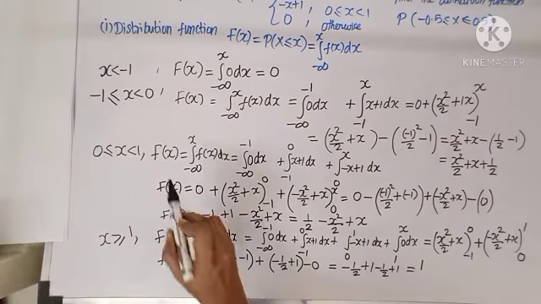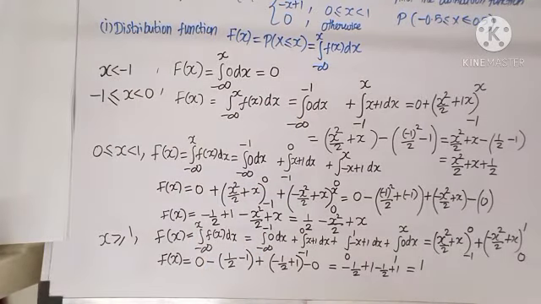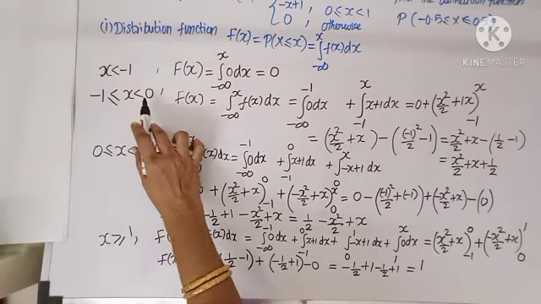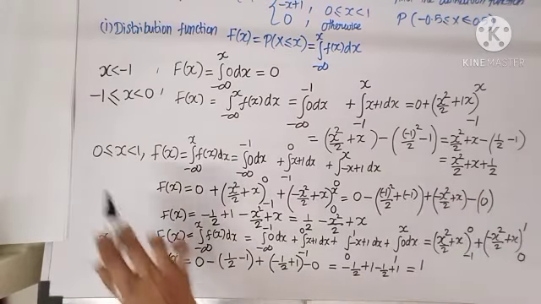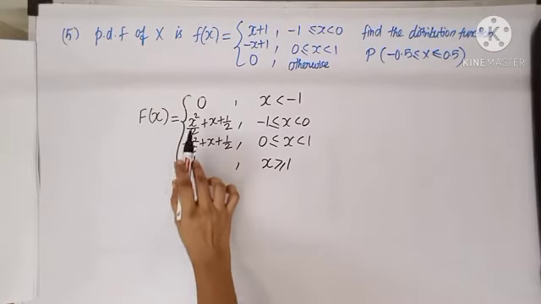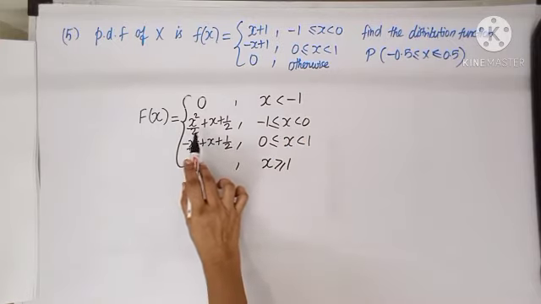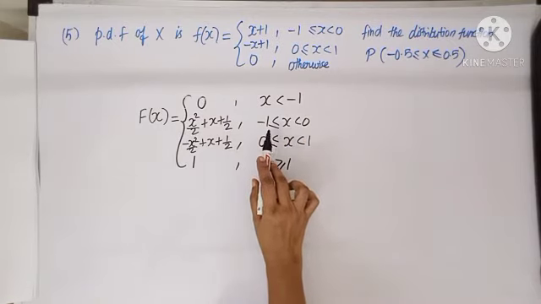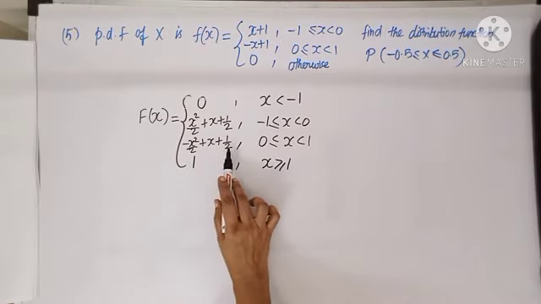So capital F of x is 0 when x is below minus 1. Between minus 1 and 0, my answer is x square by 2 plus x plus half. Between 0 and 1, it is half minus x square by 2 plus x. Above 1, my answer is 1. As we tabulate, f of x is 0 when x is less than minus 1, x square by 2 plus x plus 1 by 2 when x is between minus 1 and 0, minus x square by 2 plus x plus 1 by 2.